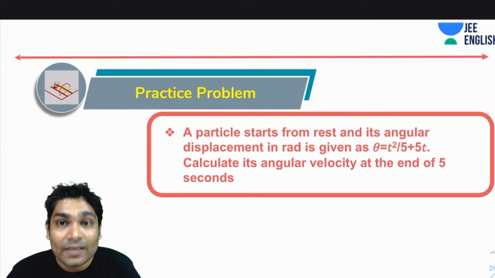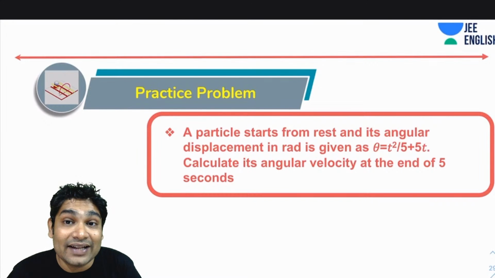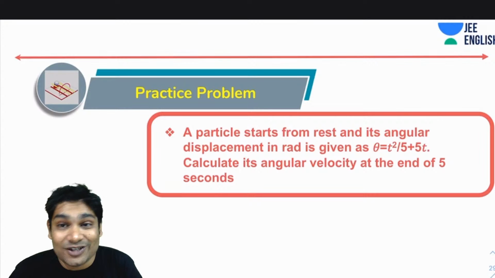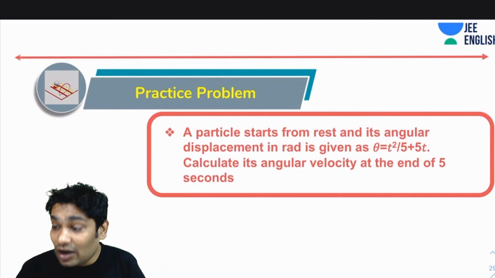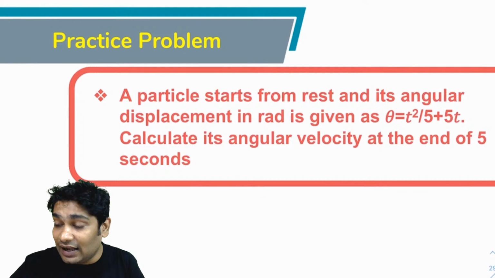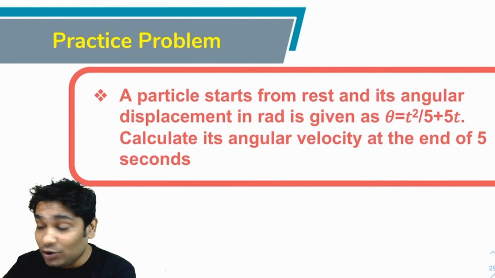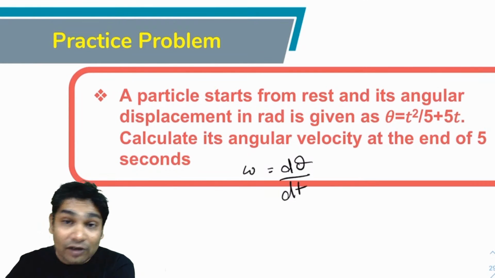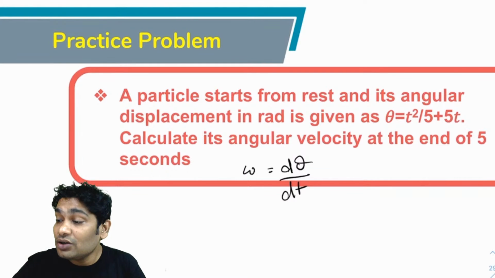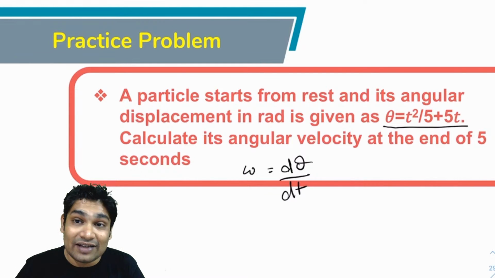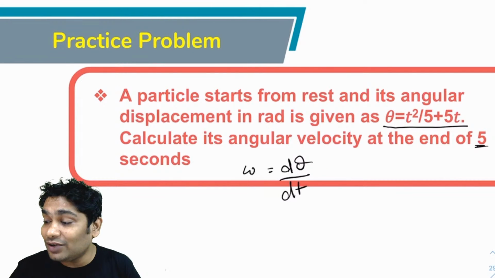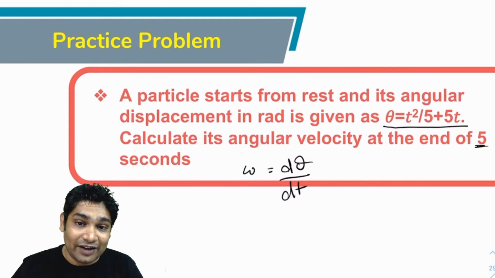Alright. A particle starts from rest and its angular displacement in radians is given as theta equals t square over 5 plus 5t. Calculate the angular velocity at 5 seconds. Now angular velocity, omega, is defined as d theta over dt. We haven't talked about this, so I'm telling you already. It is defined as the rate of change of angle with respect to time. So theta has already been given to you as a function of time. All you need to do is find the value of d theta by dt at t equals 5. That will give you the omega at 5.